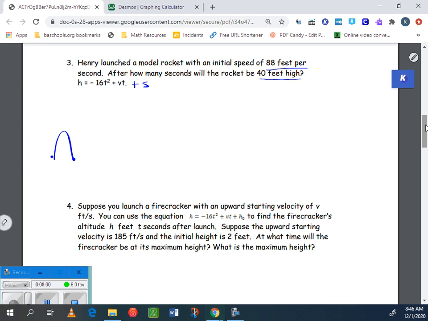I really need to calibrate the board. So I know that the height is negative 16 t squared plus 88t. So there's my model, because all I did was put my velocity in right here. That is so off. My calibration is so off. But it's asking me after how many seconds. So I'm trying to find t when the rocket will be 40 feet high. Well, this is height. I'm looking for height. So that would go in right here.